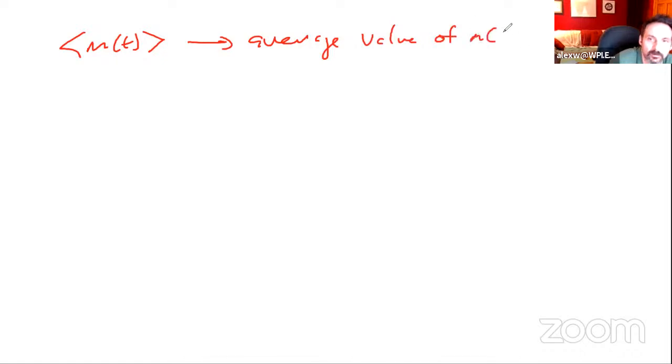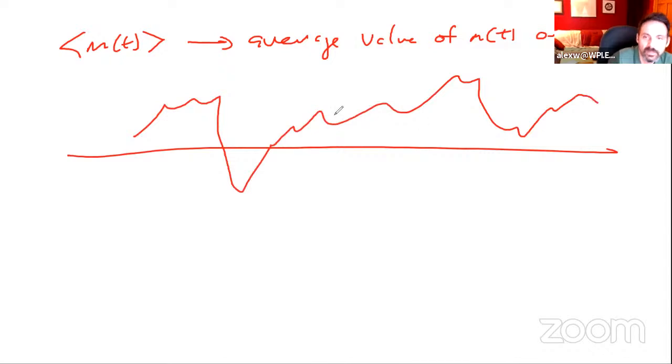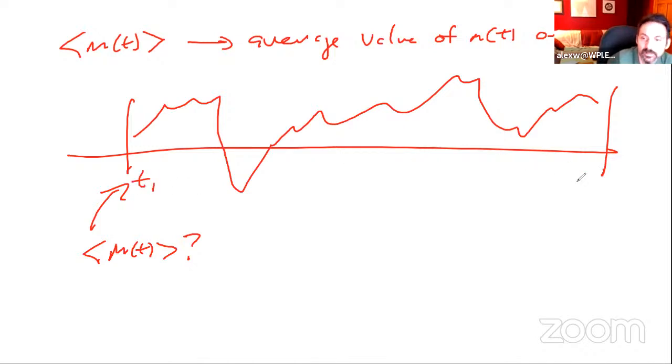represent the average value of M of t over t. So if I have something that looks like this, what's the average? Over this time period, from T1 to T2, whatever is active, I calculate the average value across all those points of that signal. So that's what the angled brackets around M of t represent.